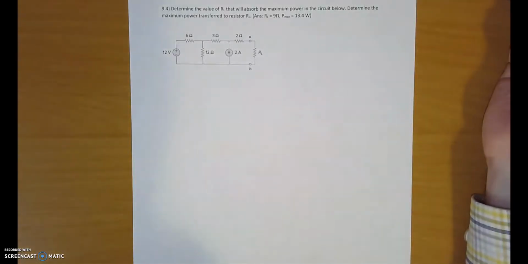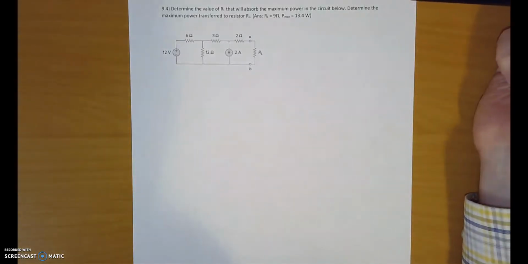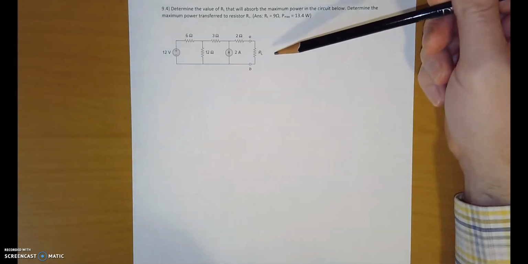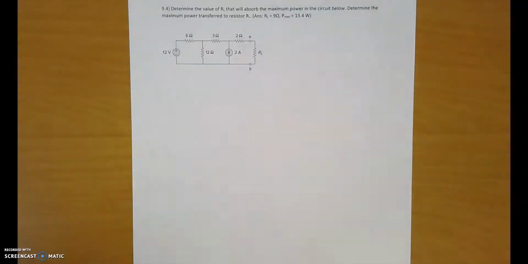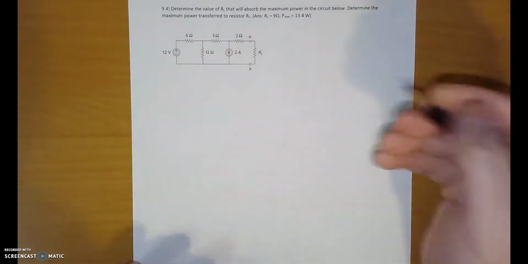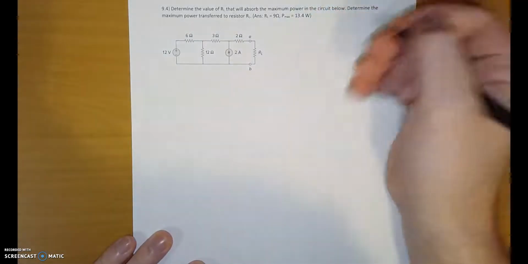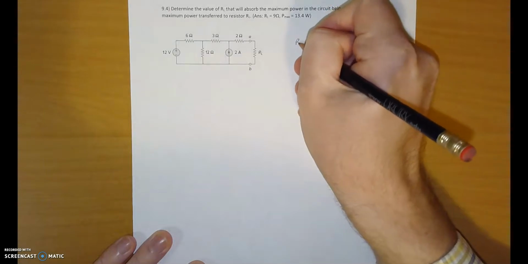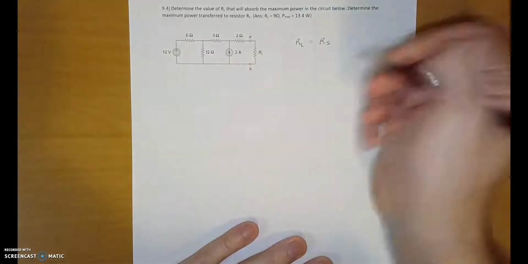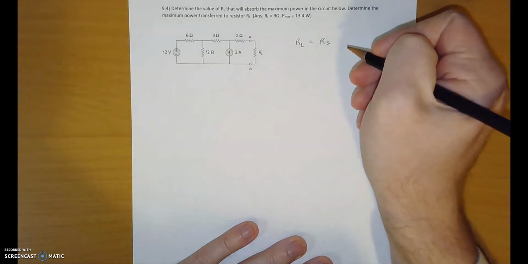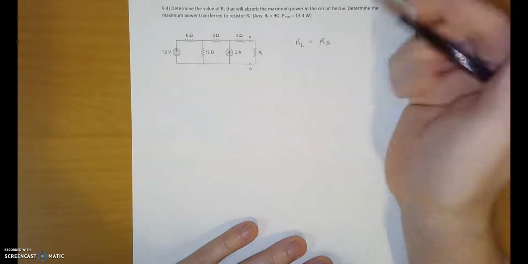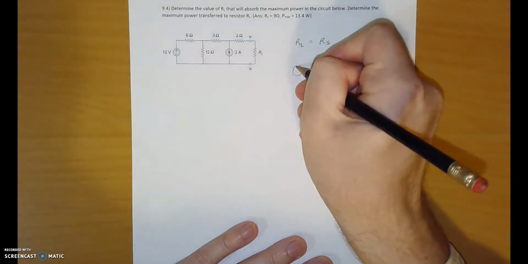In this video, we're going to be using equivalent circuits to determine the maximum power we could apply to some load resistance. We know from the theory, if you read through that, in order to get maximum power, we need RL to be equal to RS, where RS is the resistance of our equivalent circuit, whether that be a Thevenin or a Norton equivalent. So just kind of quickly draw that.